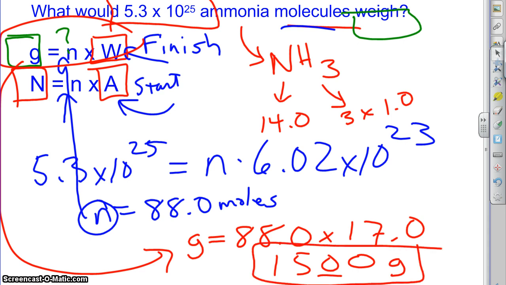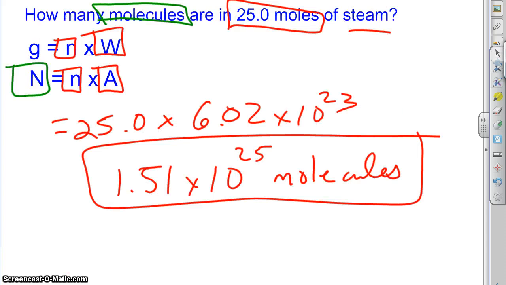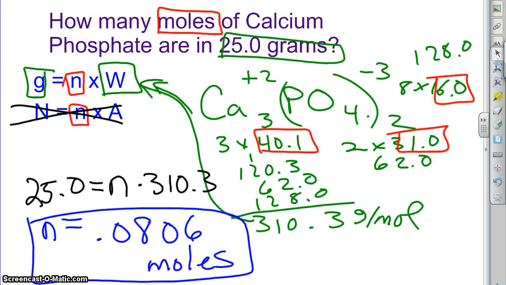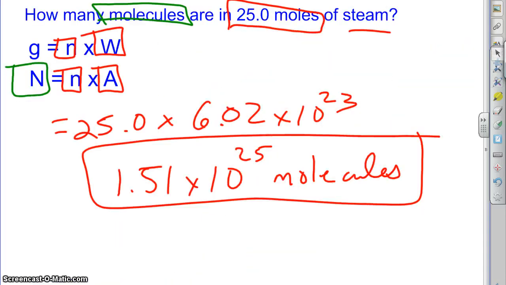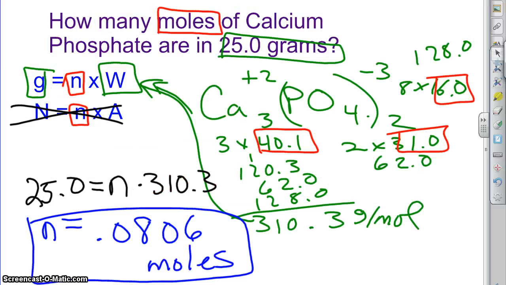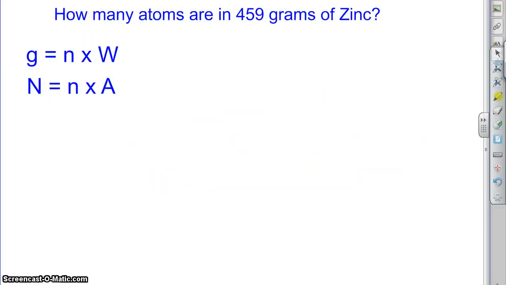So we've done one where we found grams, we've done one where we found molecules, we've done one where we found moles given weight. I think that pretty much covers it. If you like, you can go back and do this other example. And oh, I see, that example is a little different. It's 2 steps. So let's go ahead and run through this real quick, then we'll be done.